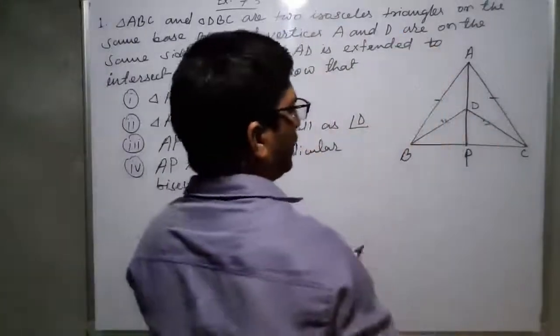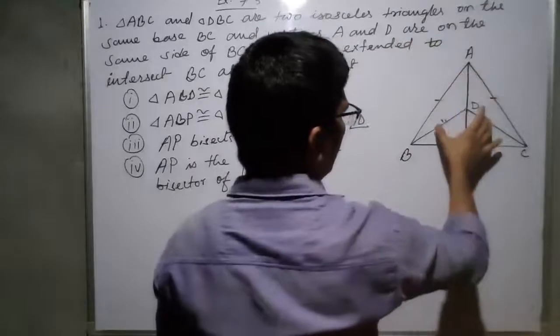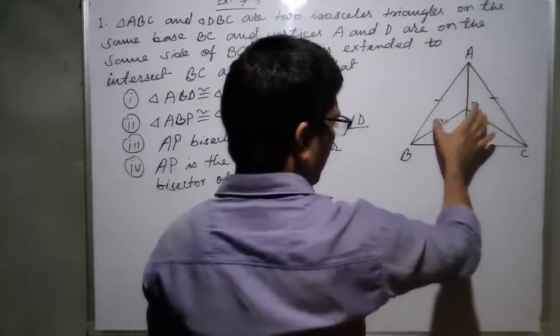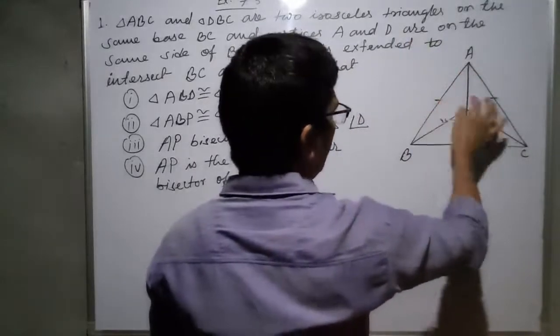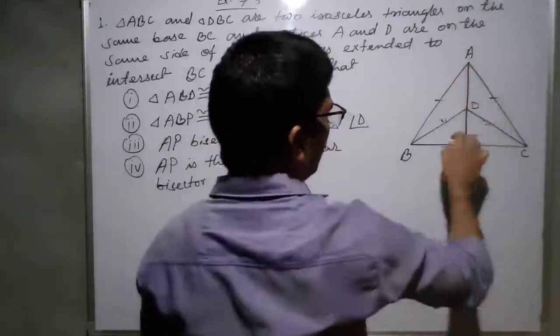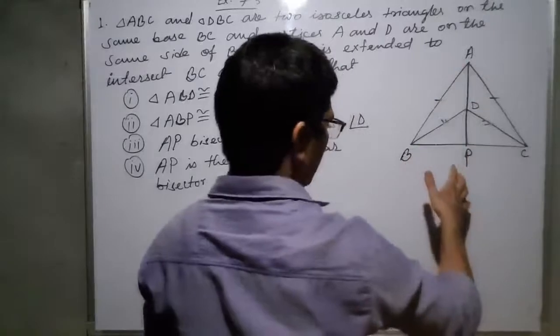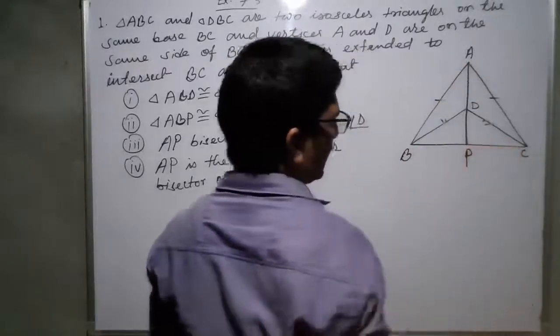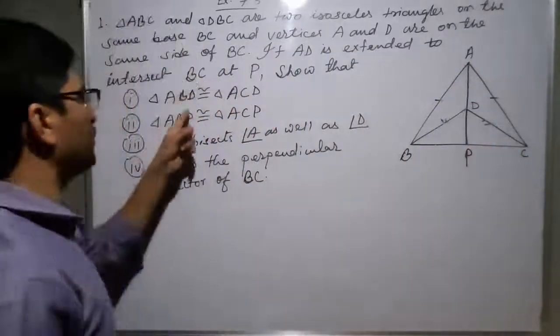Properly check. These two bigger triangles are isosceles triangles. This smaller triangle is also an isosceles triangle, with AB equal to AC and DB equal to DC. Now AD is extended to meet, intersect or cut BC at P. What do we have to prove?